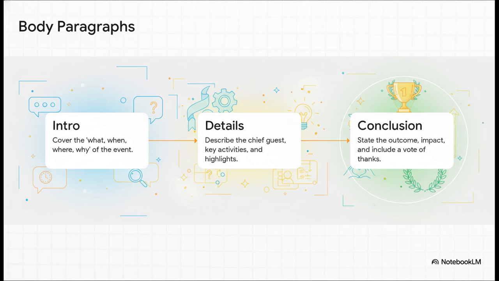Now, the body of the report follows a really simple, logical flow. First, your intro just nails the basics: the what, when, where, and why. Then, the middle part adds the flavor, describing the key activities, maybe who the chief guest was, all the highlights. And finally, the conclusion ties a bow on it, stating the outcome and the impact. It's a clean, super effective formula.